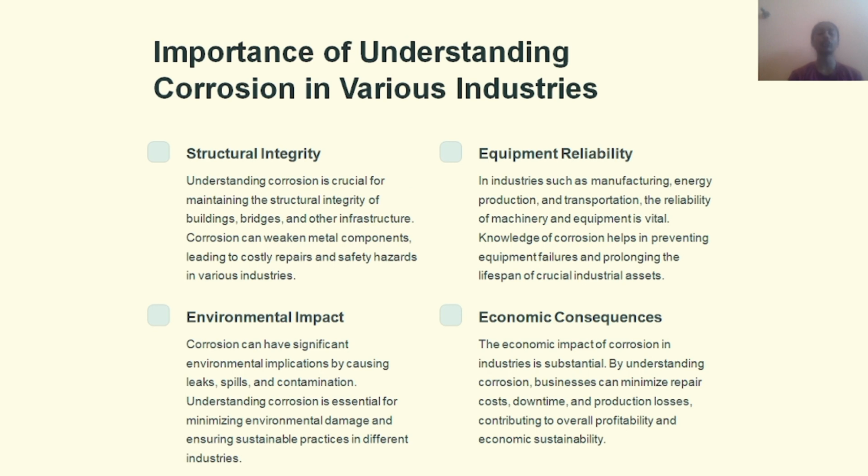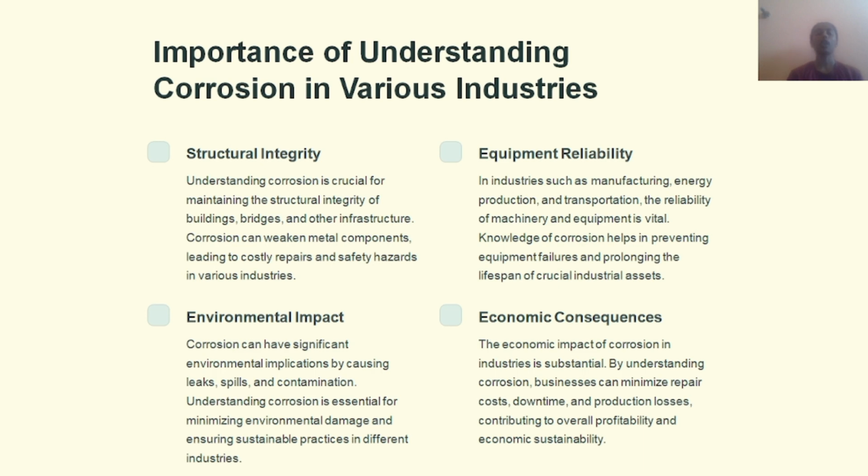Importance of understanding corrosion in various industries. Structural integrity. Understanding corrosion is crucial for maintaining the structural integrity of buildings, bridges, and other infrastructure. Corrosion can weaken metal components, leading to costly repairs and safety hazards in various industries. Equipment reliability. In industries such as manufacturing, energy production, and transportation, the reliability of machinery and equipment is vital. Knowledge of corrosion helps in preventing equipment failures and prolonging the lifespan of crucial industrial assets.